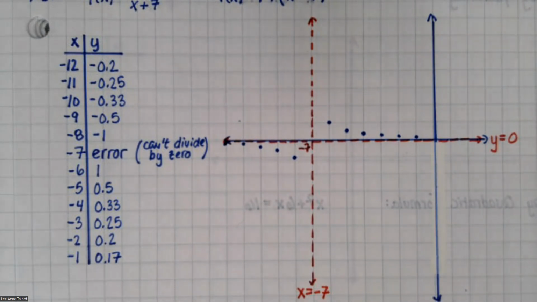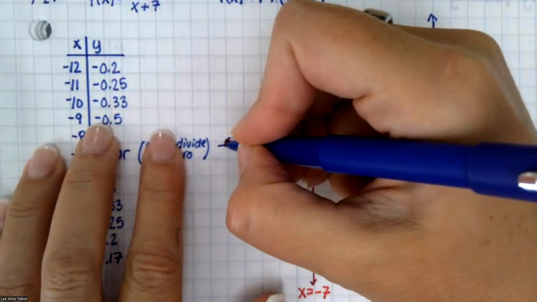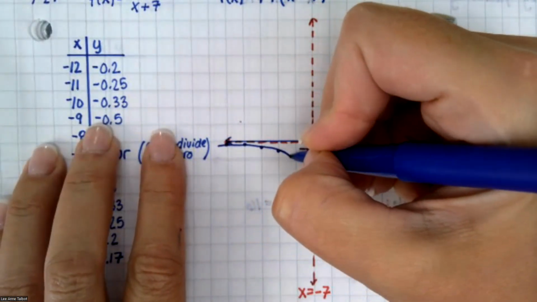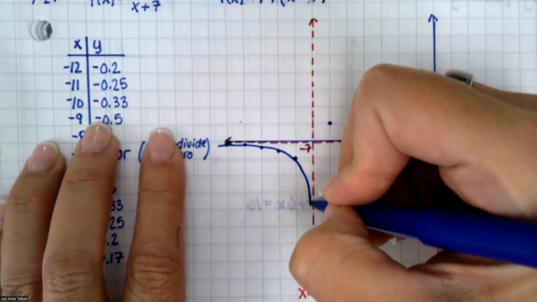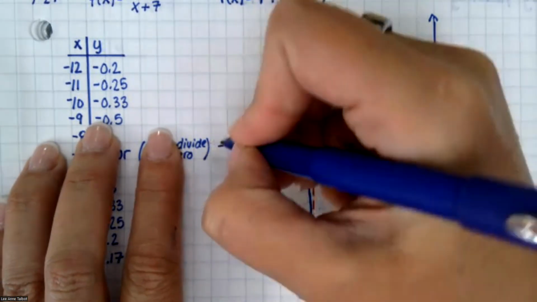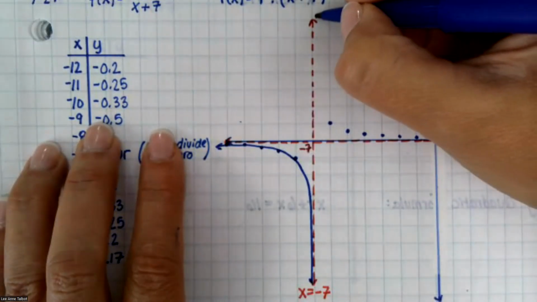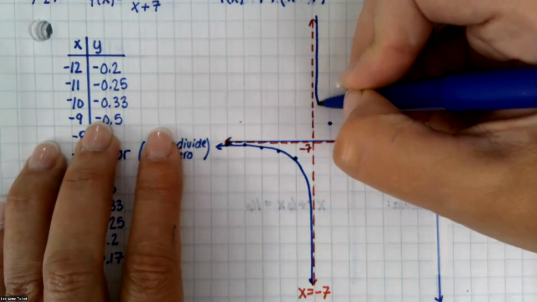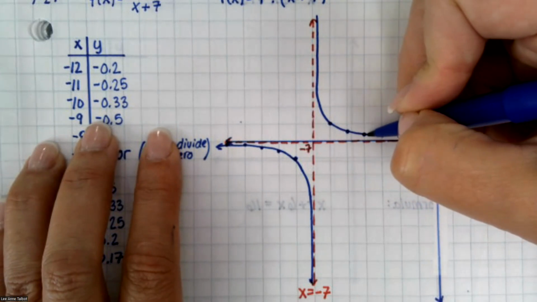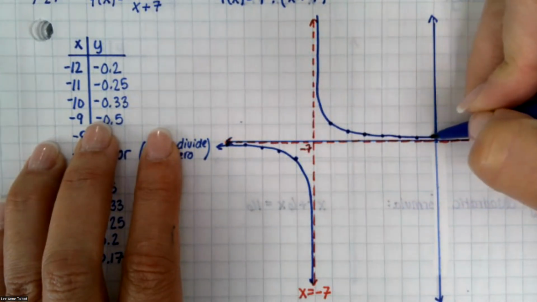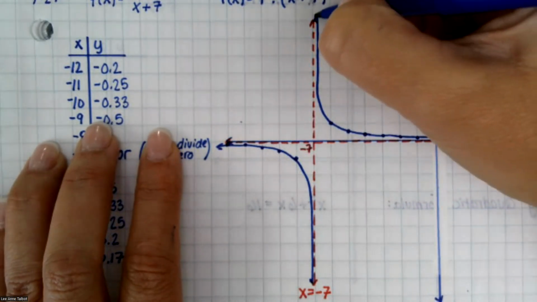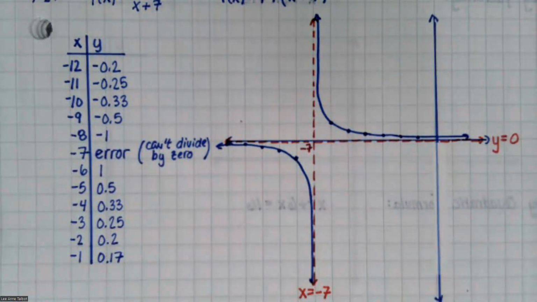Okay, and then that kind of gives me boundary points to draw my curve in. Make sure that your curve, you do the best job to not touch the asymptotes. Remember, Gandalf says, you shall not pass.